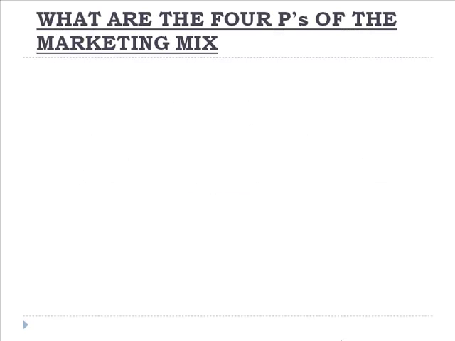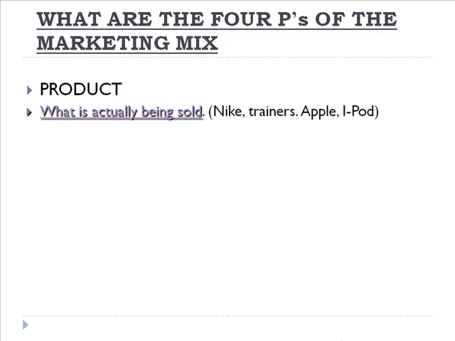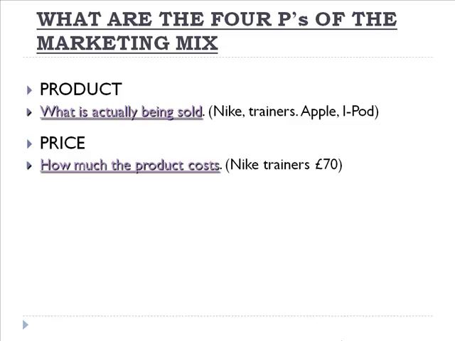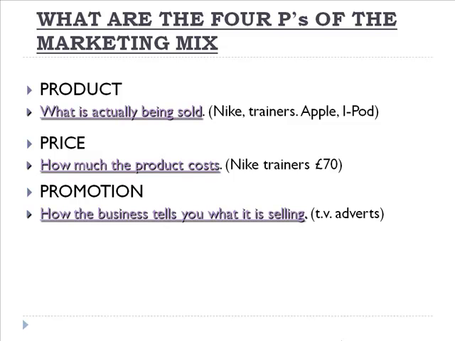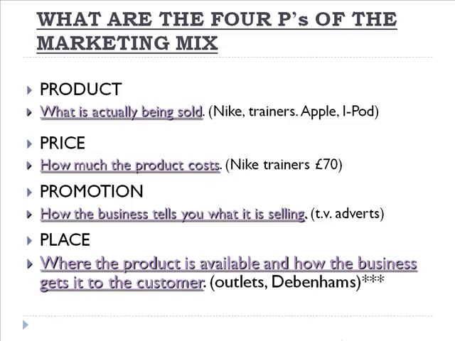So there's 4 Ps, as mentioned before, of the marketing mix, and the first is product. This is basically what is actually going to be sold. So are there going to be trainers, an Apple iPod, whatever the product or service is going to be. Price, this basically means how much you're going to sell the product for. Promotion is how are you going to tell customers about your product. And place, where are the products available and how does the business get the products to the customer.